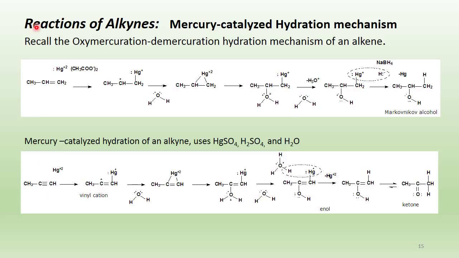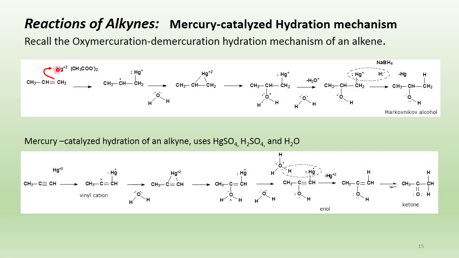The next reaction of alkynes we want to study is mercury-catalyzed hydration. And it's very much like the oxymercuration-demercuration hydration mechanism of an alkene. And so we'll review that first before the alkyne. So recall we used mercury 2 acetate, and the alkene is the nucleophile. The pi bond breaks, bonding to mercury plus 2. Mercury 2 adds to the less substituted carbon, producing the more stable carbocation, Markovnikov's rule.